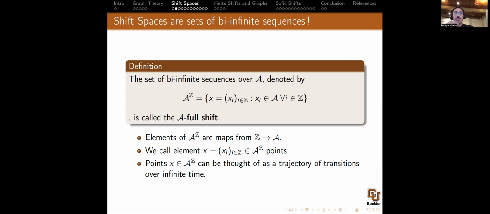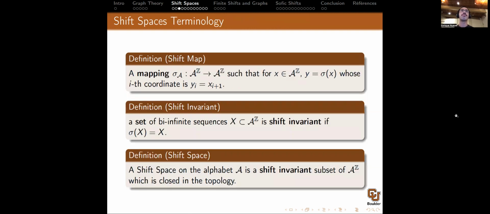For somewhat of an intuition, points within the full shift can be thought of as trajectories of transitions through a system over infinite time. Because you go both to negative infinity and positive infinity, you can go backwards in time, forward in time, and each symbol on the bi-infinite sequence corresponds to some description of a state within our system.